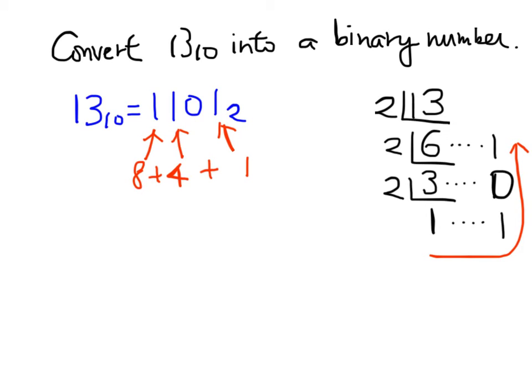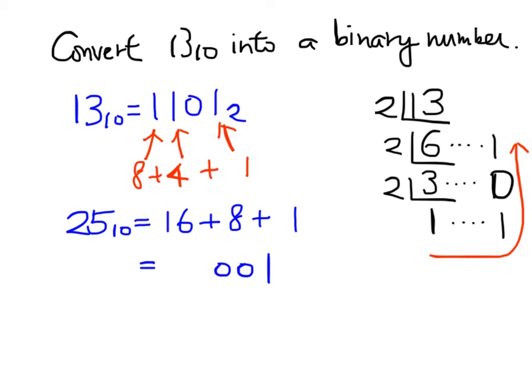For example, if we have 25, we can simply break it down into the components of the powers of 2. We have 25, the largest power of 2 which is less than 25 is 16, which is 2 to the power 4. And then 16 plus 9, and 9 can be broken down into 8 plus 1. And therefore, we have 1, 2, 4, 8, 16.